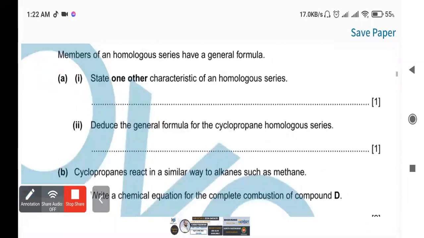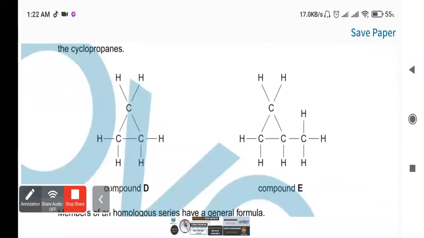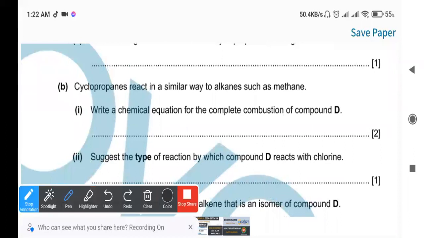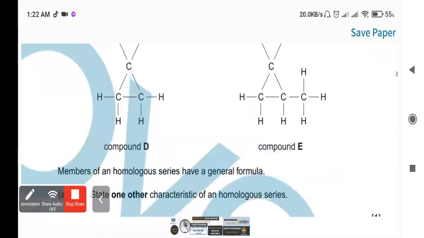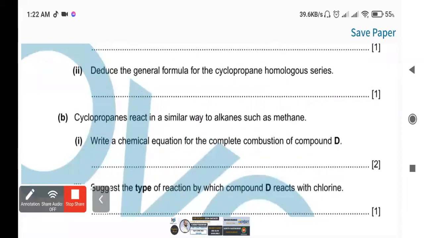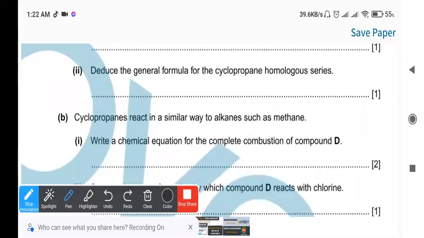In this compound we have only carbon and hydrogen atoms. So if you carry out its combustion, what would you get? We would get carbon dioxide and water only. Okay, so compound D, we have 3 carbon atoms and 6 hydrogen atoms. So let's write the equation. C3H6 plus O2.